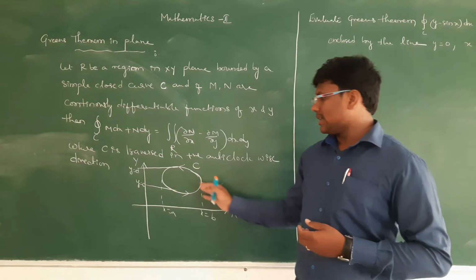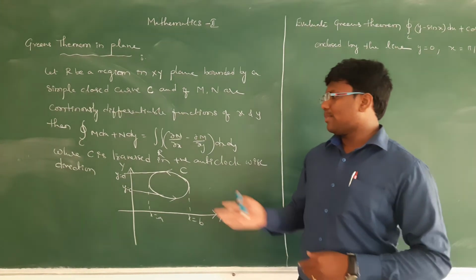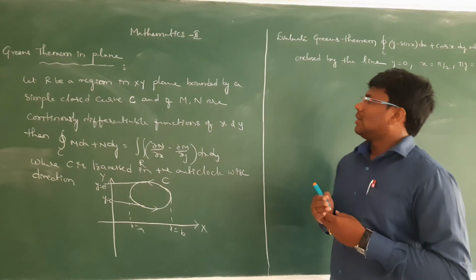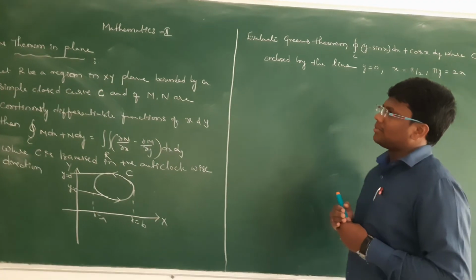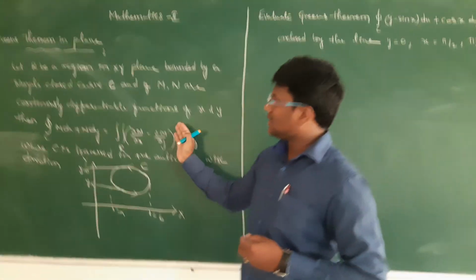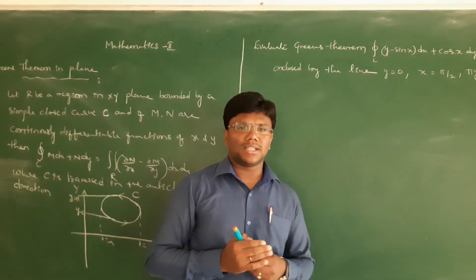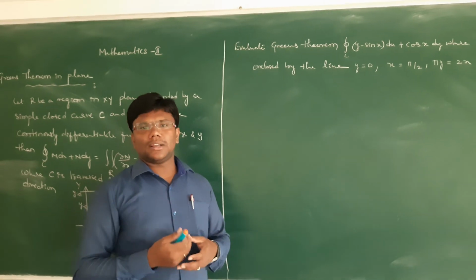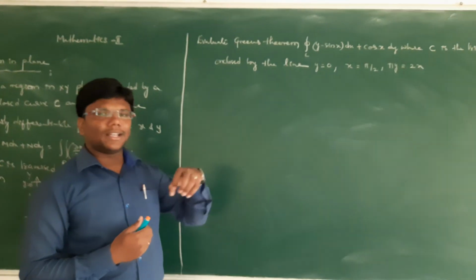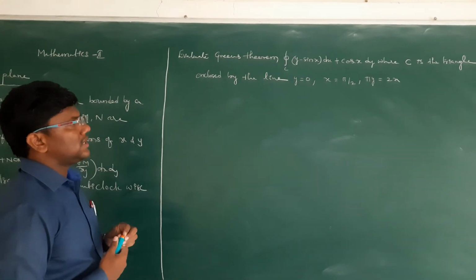Here the lines x equals a and x equals b are parallel to the y axis, and the lines y equals c and y equals d are parallel to the x axis. Now I am going to discuss one problem in Green's theorem. By using Green's theorem, we convert a line integral into a surface integral and a surface integral into a line integral, vice versa. This is one of the most important applications in the vector integral theorems. Here we discuss Green's theorem, the transformation from line integral to surface integral.